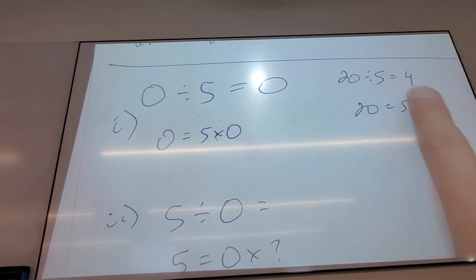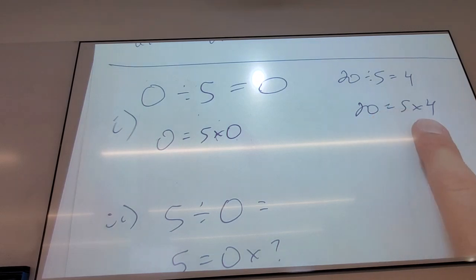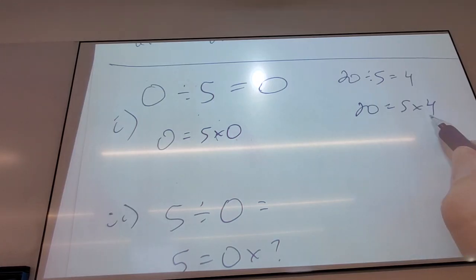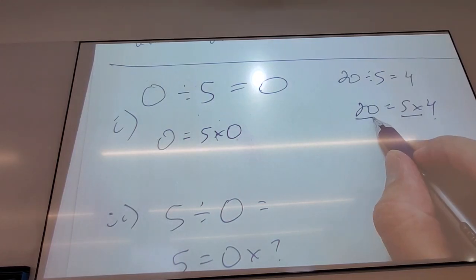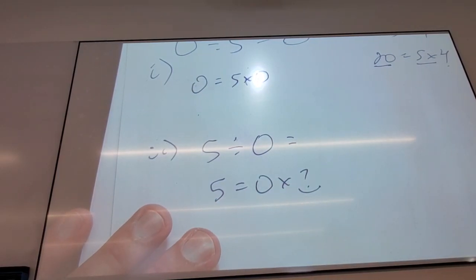Like here, isn't 4 the number defined in such a way that when you multiply by 5, you get 20? Do you agree with me? Let me say that again. But do you agree that 4 is a number defined in such a way that when you multiply by 5, you get 20? You would need a number that's defined in such a way that when you multiply by 0, you get 5. Do we have any number defined that way?